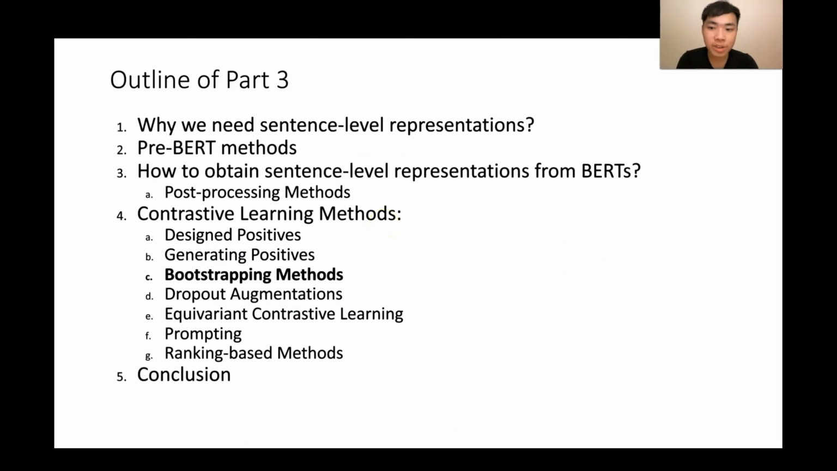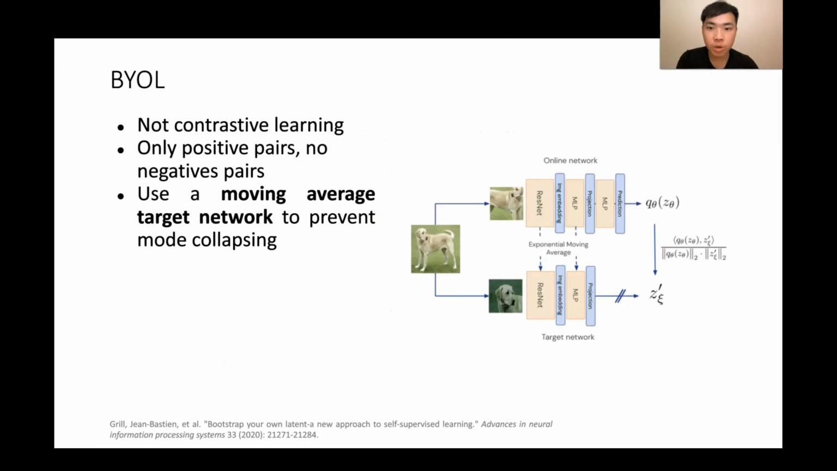Another method is the bootstrapping method. I think some of you may have heard of the BYOL paper. BYOL tried to do contrastive learning without negative examples. So actually it's not contrastive learning, they just have positive examples. They train this model by matching the representation from an online network to a target network. The target network is actually the moving average of the online network. This can prevent the representation space from collapsing.